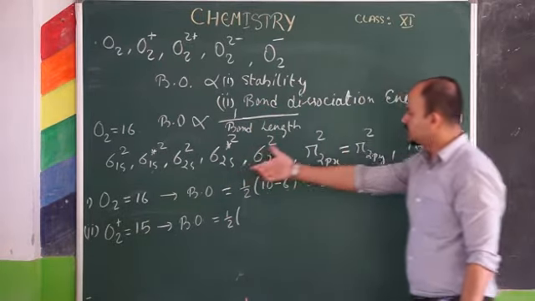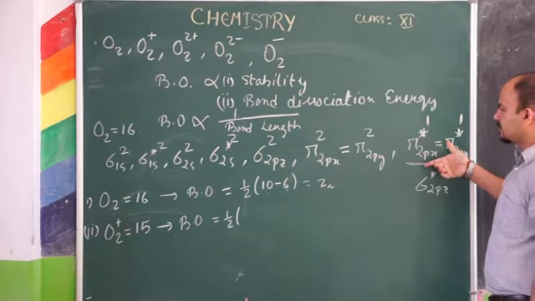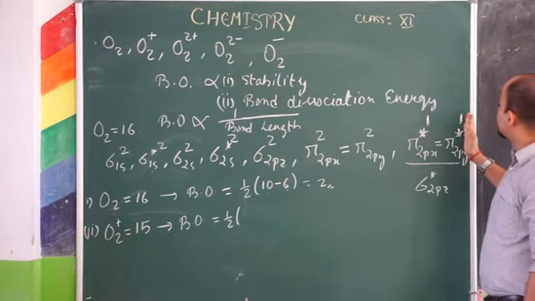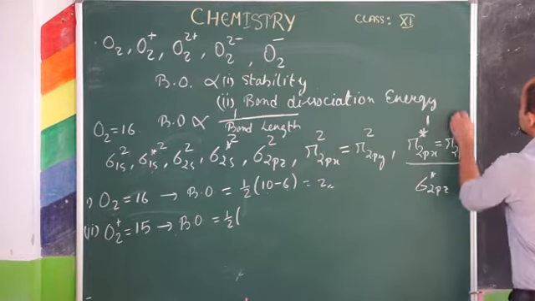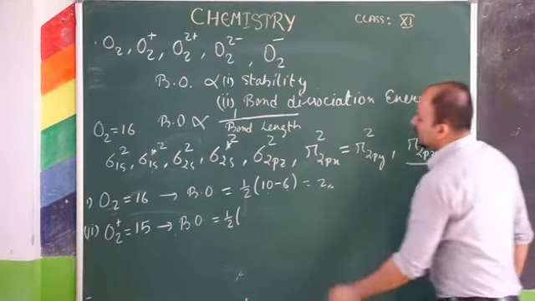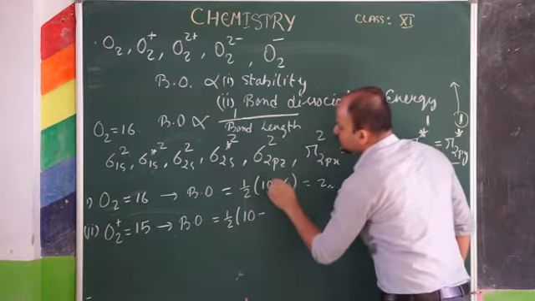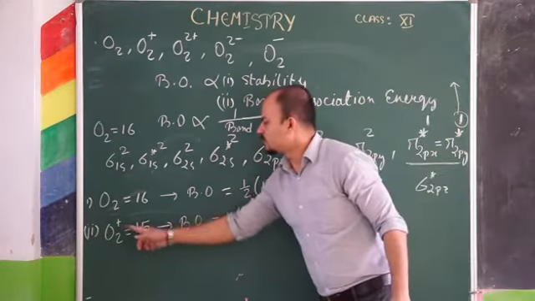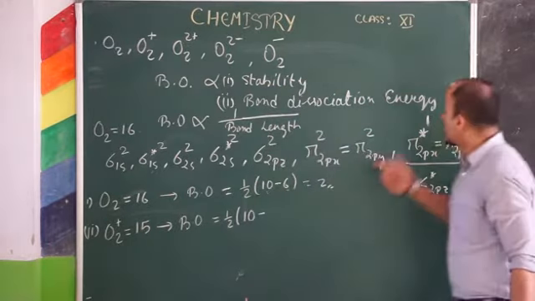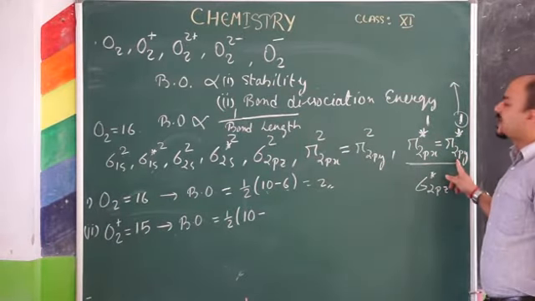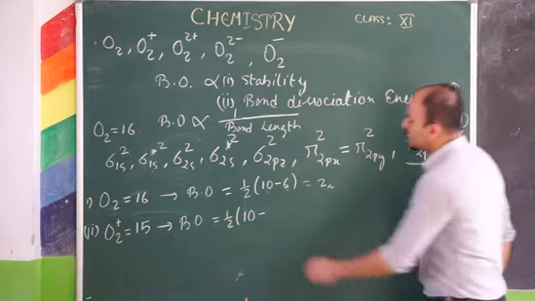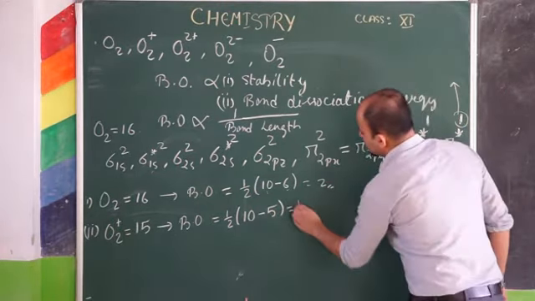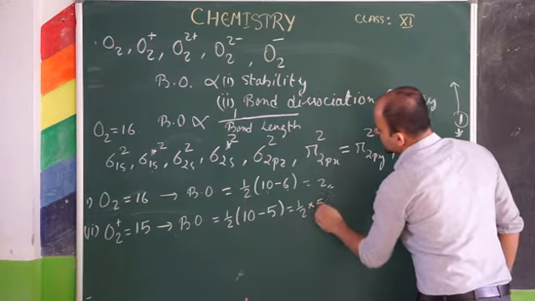Now if this sequence loses 1 electron, it has to lose it from the outermost molecular orbital. That means one of the electrons from the antibonding orbital will be lost. The number of bonding electrons will be the same, and the number of antibonding electrons will be less, because in O2 plus 1 electron has been lost from the outermost molecular orbital, which has the star sign, so it is antibonding. Therefore 10 minus 5 gives half into 5, which is equal to 2.5.